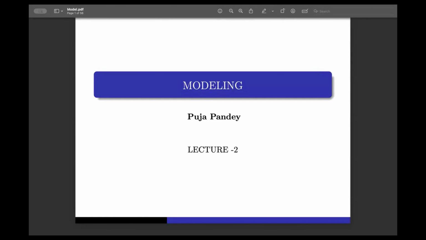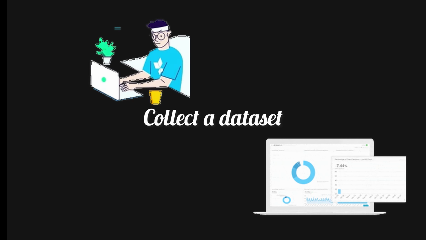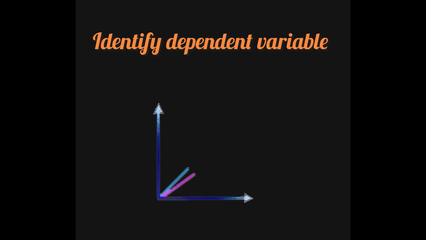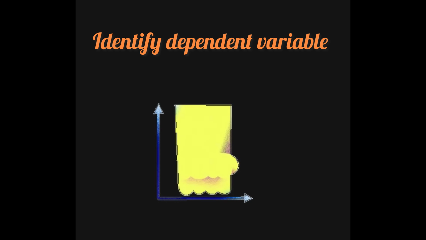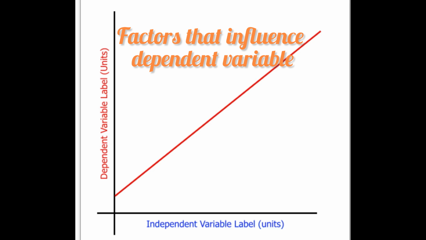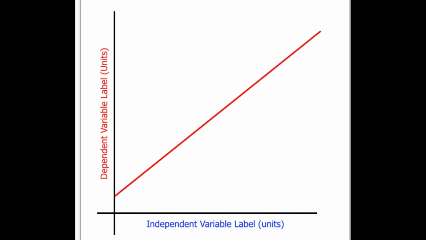In this video, I'm going to talk about mathematical modeling. So let's start. Whenever we collect a data set, we would see a bunch of variables in it. And the first job is to find out what is the main variable of interest, which we call the dependent variable, which is the effect, and what are the other influencing factors, which we call independent variables.